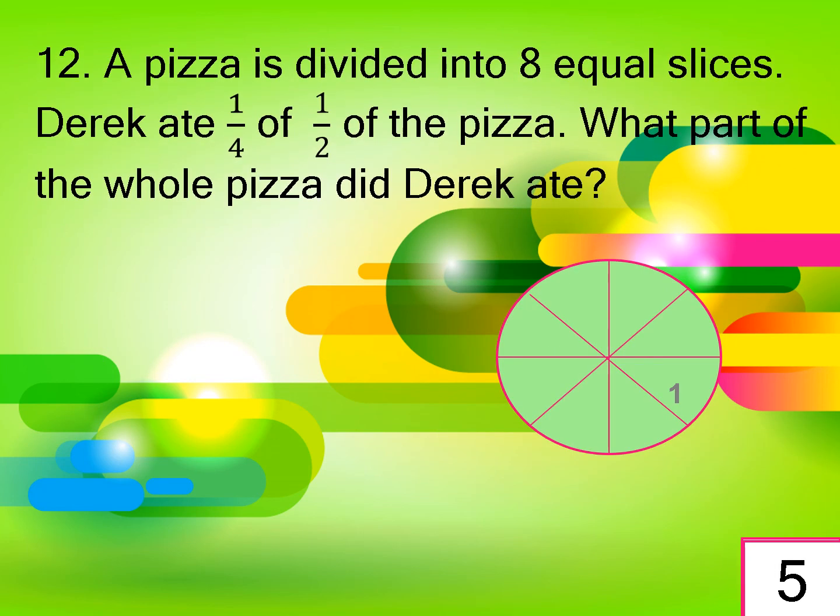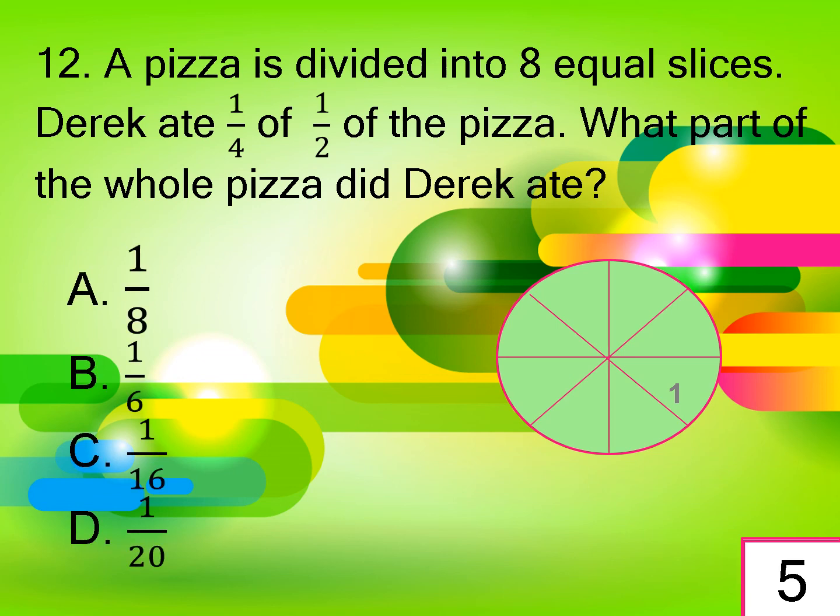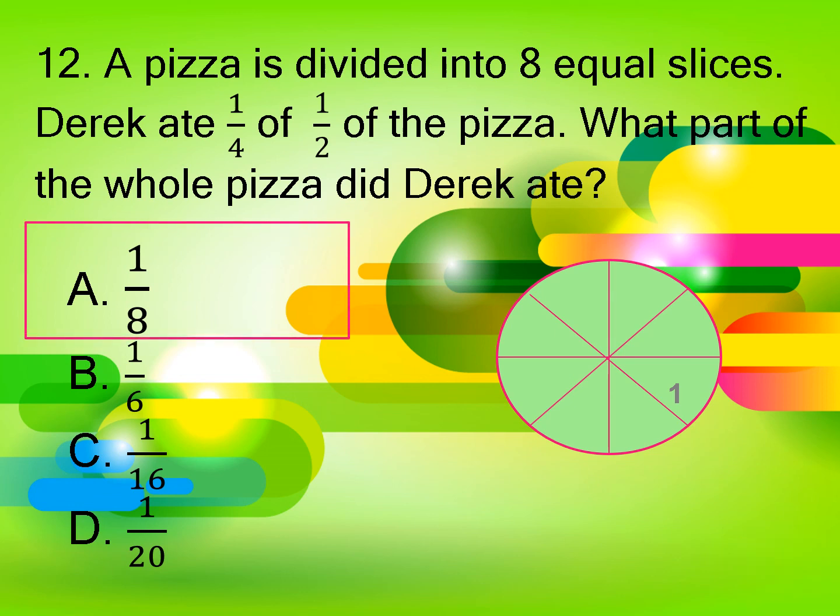A pizza is divided into 8 equal slices. Direct 8 ate 1/4 of 1/2 of the pizza. What part of the whole pizza did Direct 8 eat? Is it A, 1/8, B, 1/6, C, 1/16, D, 1/20? I'll give you 5 seconds. Timer starts now. Okay, time is up. And the correct answer is letter A, 1/8.